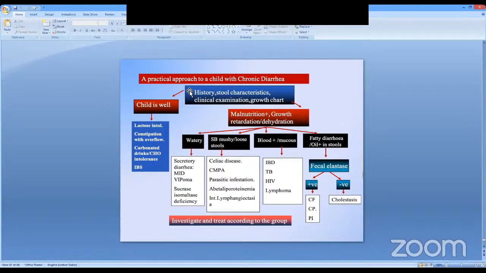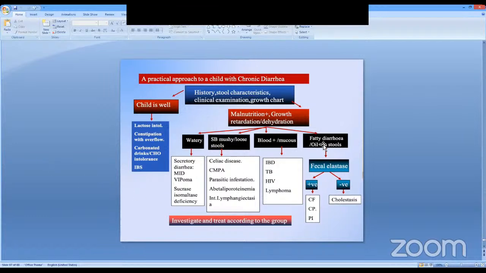Now, if history, stool characteristics, clinical examination, and growth chart show the patient having malnutrition, growth retardation, and dehydration, then the possibilities are: if the stool is watery, think of secretory diarrhea, meaning microvillous inclusion disease, sucrase isomaltase deficiency. If the stool is mucoid and loose, celiac disease, CMPA, parasitic infestation, hypoproteinemia, and lymphangiectasia. And if blood and mucus is present, IBD, TB, HIV, and lymphoma.